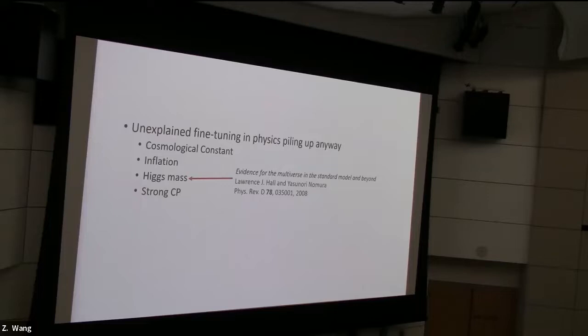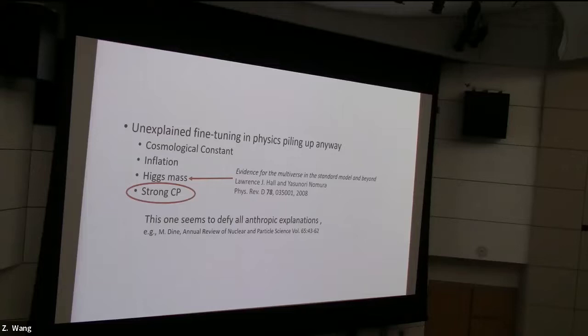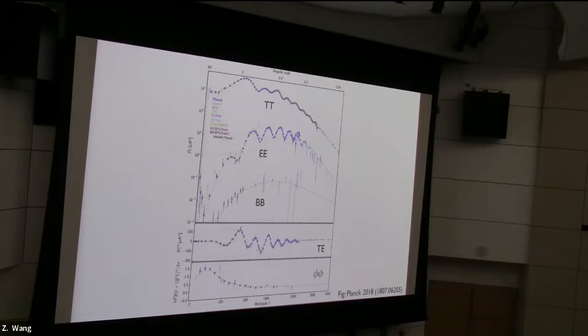Famously, the cosmological constant, and inflation, of course, it's about creation, so you need to create an observer. So there might be some selection effect in there. And also the Higgs mass has well-documented anthropic selection processes involved. However, strong CP seems to be the one that defies all anthropic explanations so far. So far, the best explanation for strong CP is still the axion.